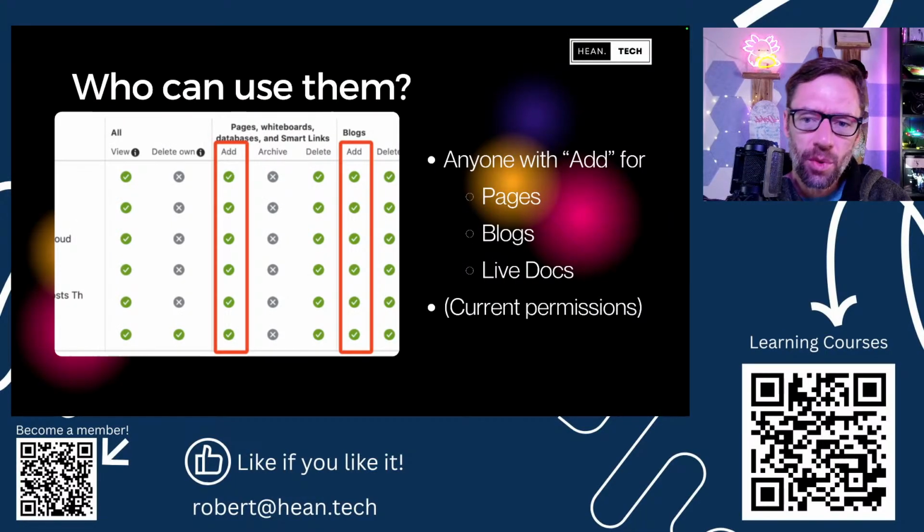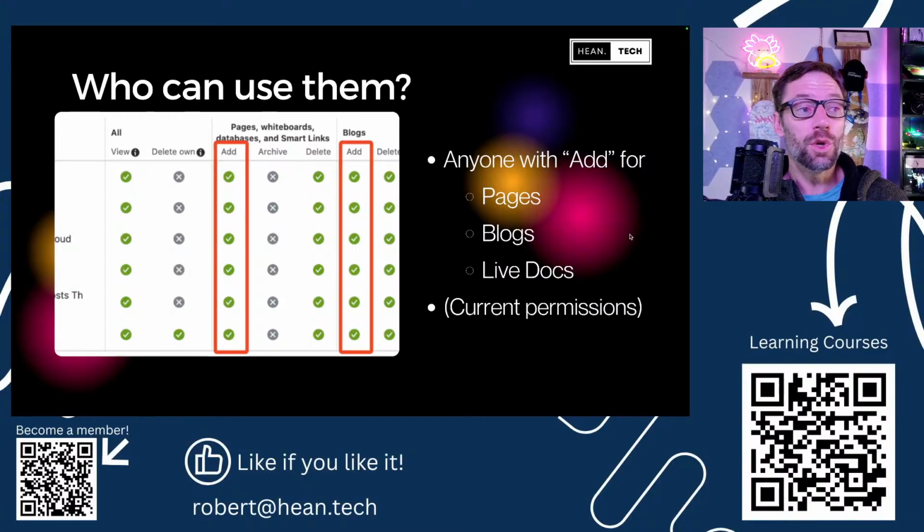So now that we understand where they are, it's a question of who can use them. In the current permissions feature, it's anyone with the add permission on pages, smart links, databases, live pages, or blogs. So if you have a green checkbox in this column, that means you can use macros. Now, to be clear, these are the people who can add them to a page.